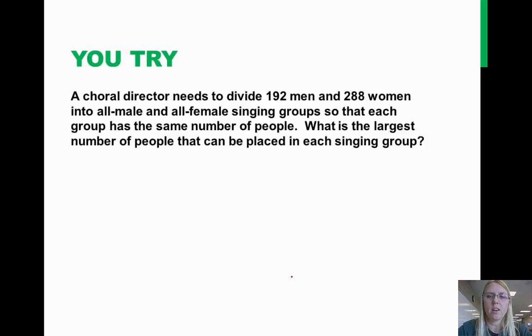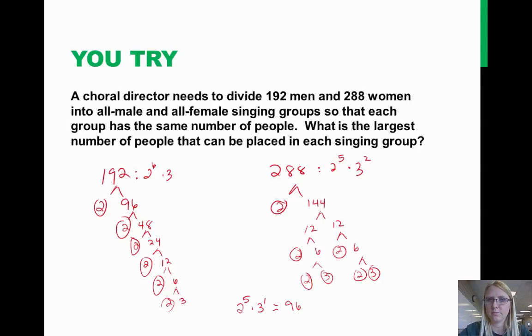Stop the video right now and try to do this one on your own. On this one, you're dividing to find the largest number of people that can be placed in a singing group, and in this case, the largest number of people can be 96.